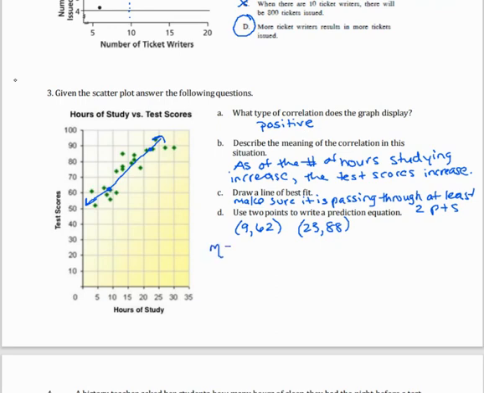So let's start by finding our slope. We would do y2 minus y1 over x2 minus x1. So this would give me 88 minus 62 is 26, and 23 minus 9 is 14. If I reduce that, this would give me 13 over 7. So there's my slope, and if you want to approximate it just as a check, you can do so, and that's about 1.85, give or take.